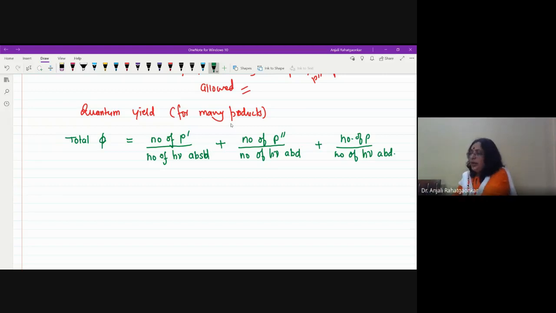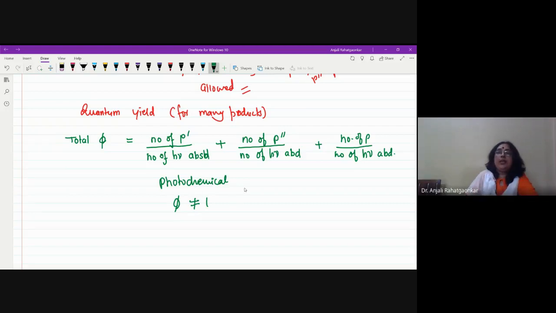So overall, one thing you have to remember: in actual chemical reactions, actual photochemical reactions, psi is never 1. It is always less than 1. Always less than 1. Remember. So in actual photochemical reactions, psi is always less than 1.